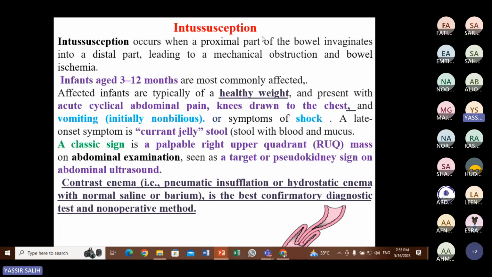Now intussusception. The most important thing is to know the age of the patient. Usually it is an infant between 3 and 12 months. You must know that the patient is commonly an infant between 3 and 12 months, because the presentation is characteristic: abdominal pain with a characteristic patient position, knees drawn to the chest.